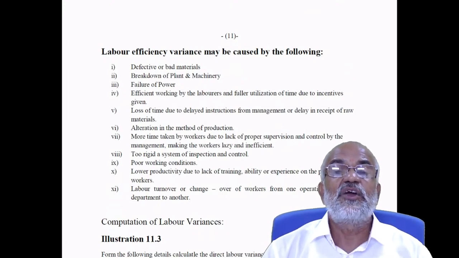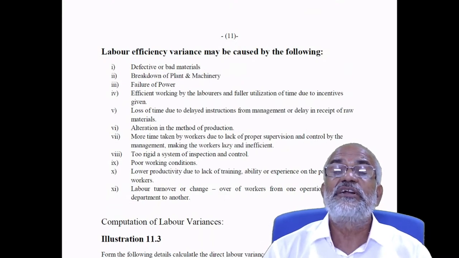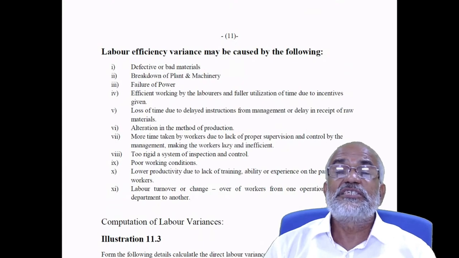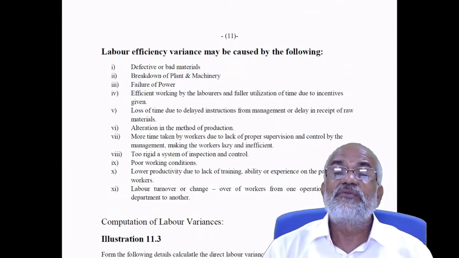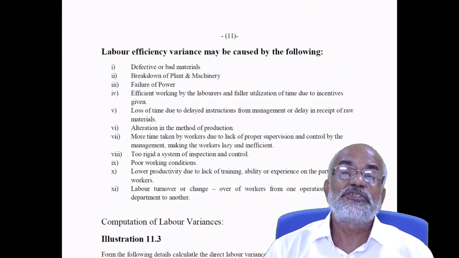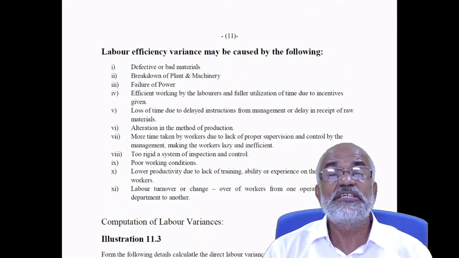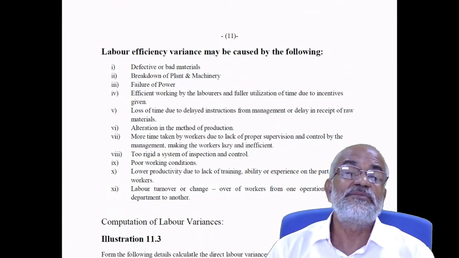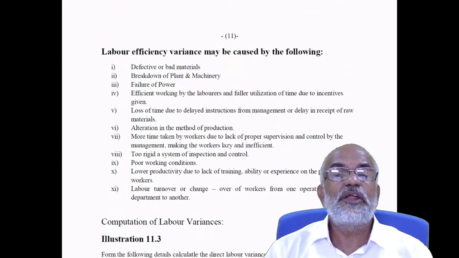The next reason is loss of time due to delayed instructions from management or delay in receipt of raw materials. When the instructions from the management come late, or the raw materials are not received in time, causing interruption in production, that will also result in labor efficiency variance, because it will lead to idle time in the hands of the laborers.